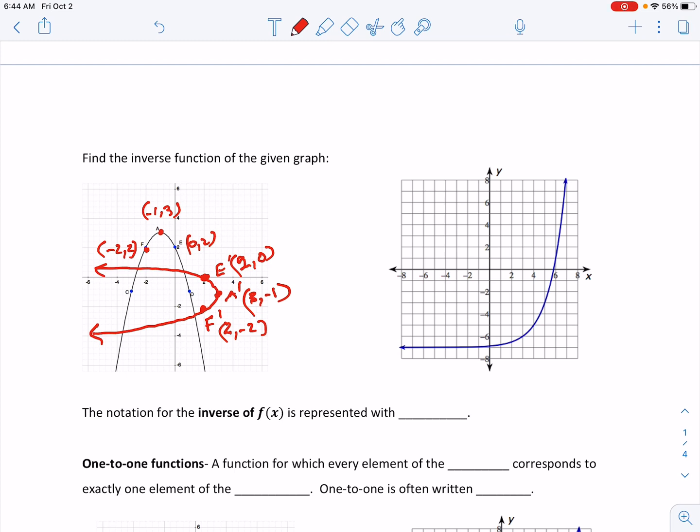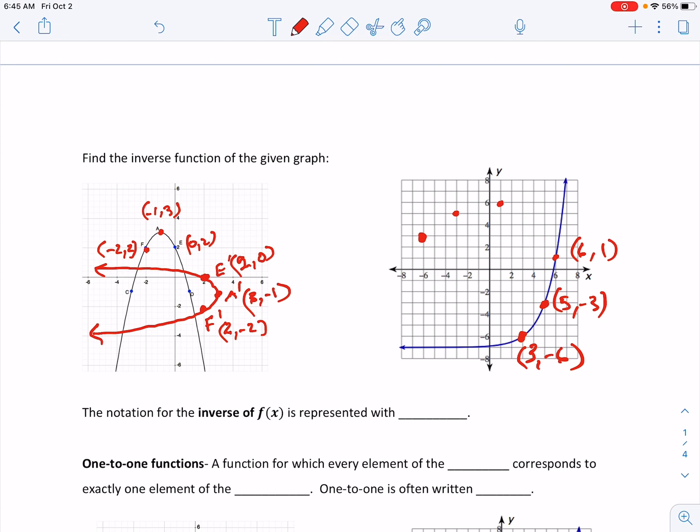On this next graph, we have this exponential function. Let's try to pick out just a few points. Maybe 3, negative 6. So its inverse will be negative 6 comma 3. Up here, 5, negative 3. Its inverse will be negative 3 comma 5. Maybe just one more to be accurate. 6 comma 1, which inverse would be 1 comma 6.